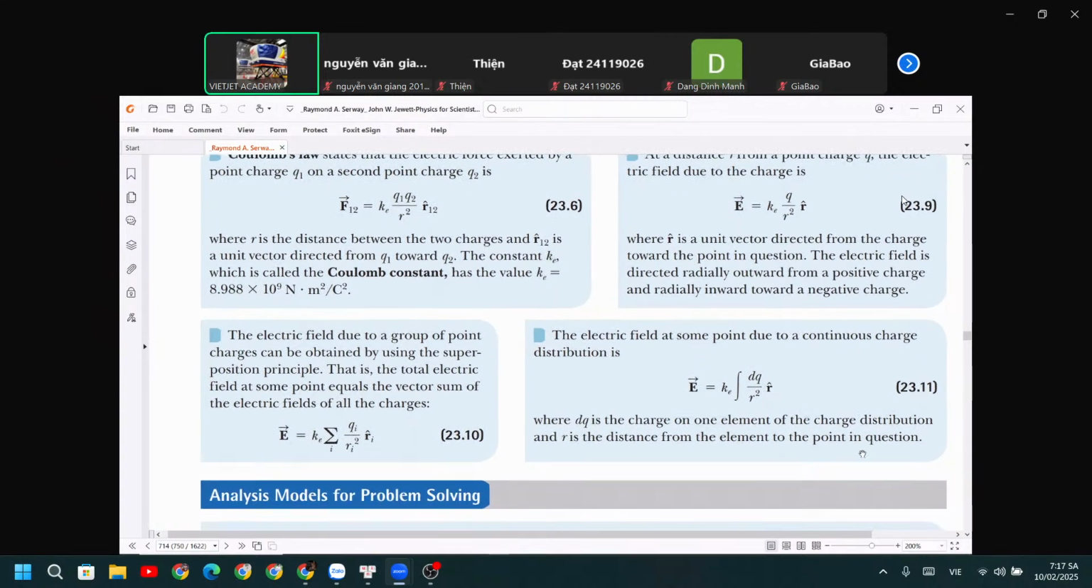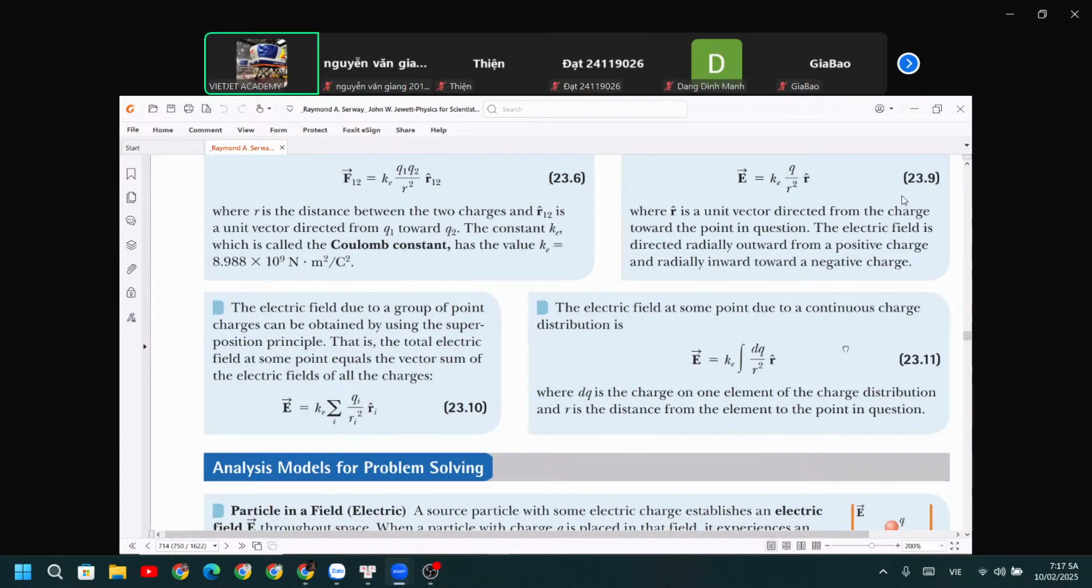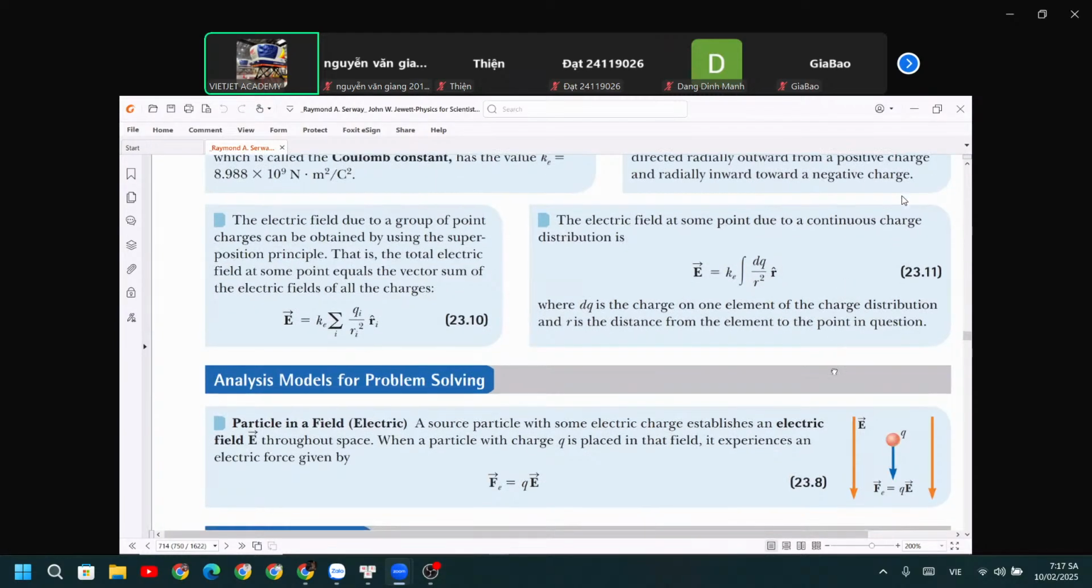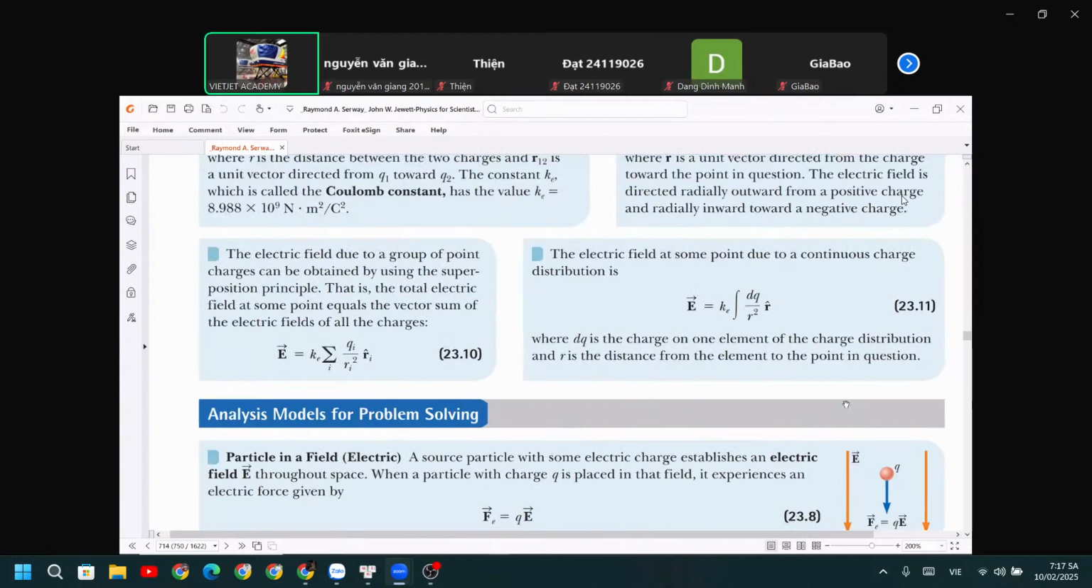Remember, you can calculate the electric field created by the rod, by the very long line, the disc, the ring, and so on. Wait a minute, I have to connect the computer to the screen.